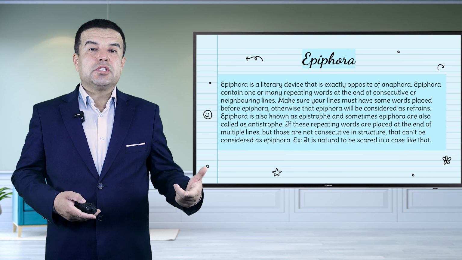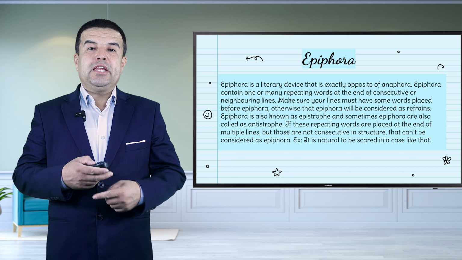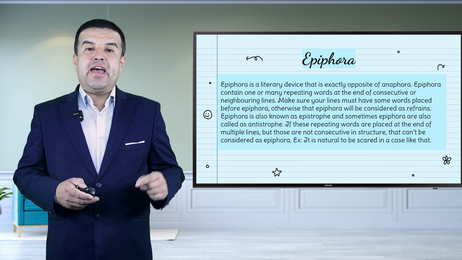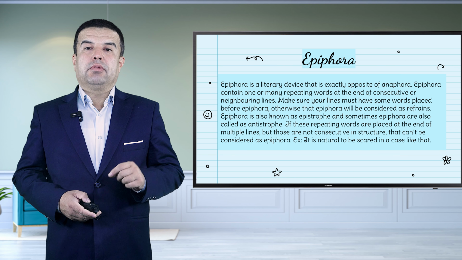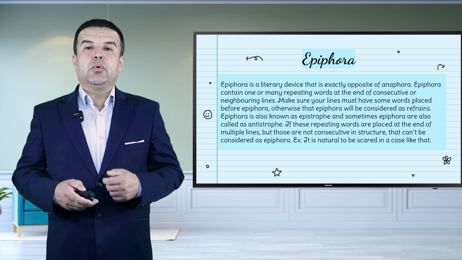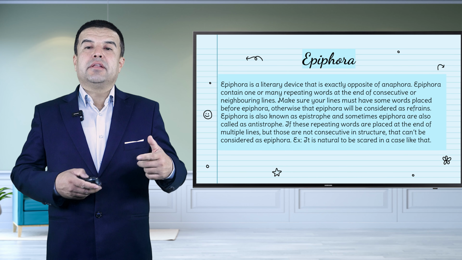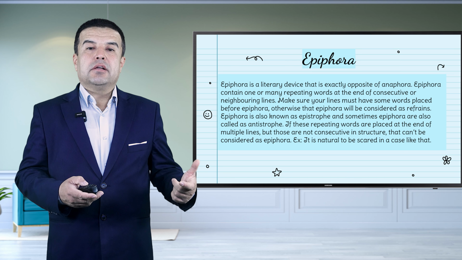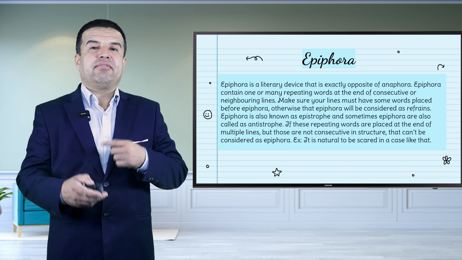Epiphora is also known as epistrophe, or sometimes antistrophe. If these repeating words are placed at the end of multiple lines, but those are not consequent in structure, that can be considered as epiphora. For example, it's natural to be scared in case like this. In these sentences, "in case like this" is epiphora.